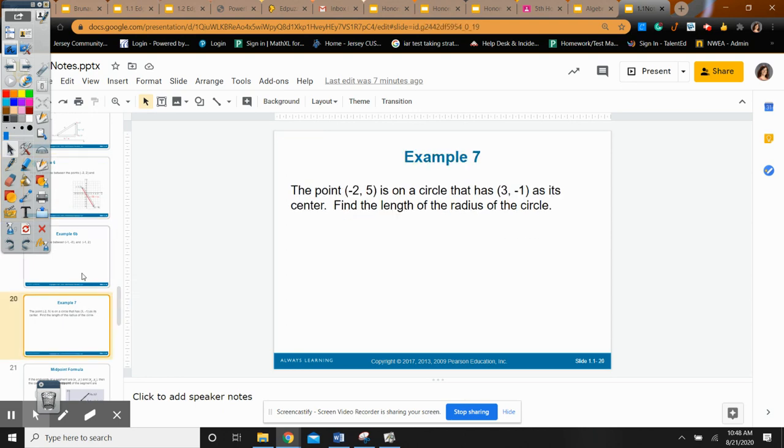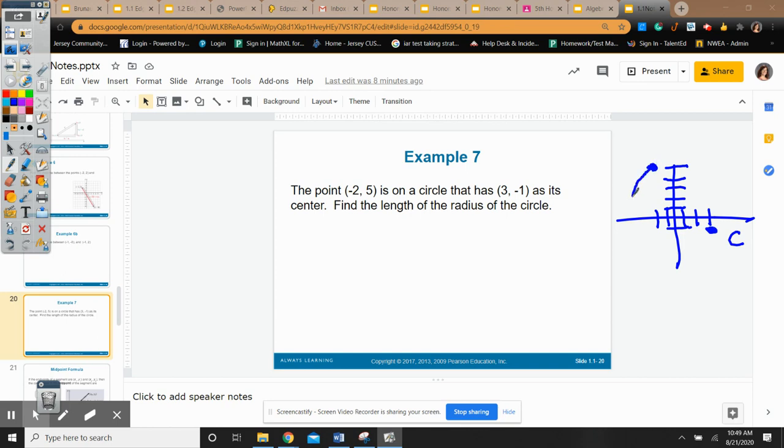Okay, next they're talking to us about circles, and they want us to figure out what they're asking. If the point -2, 5 is on a circle, and 3, -1 is a center, that's the center, find the radius. So that means if that's the center, then your circle is going to go kind of like this.